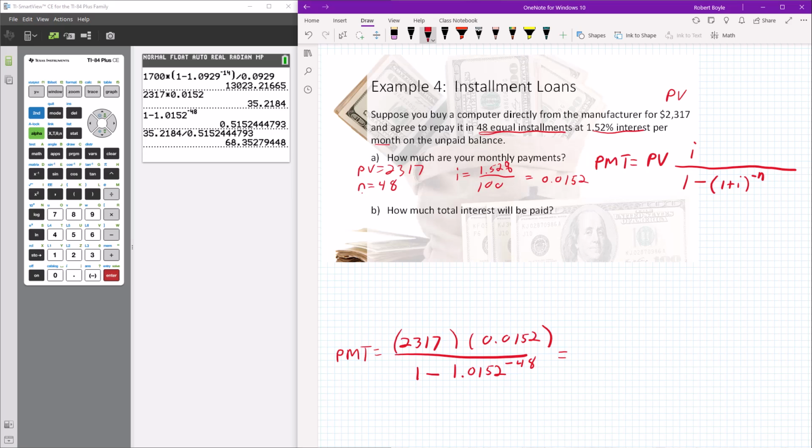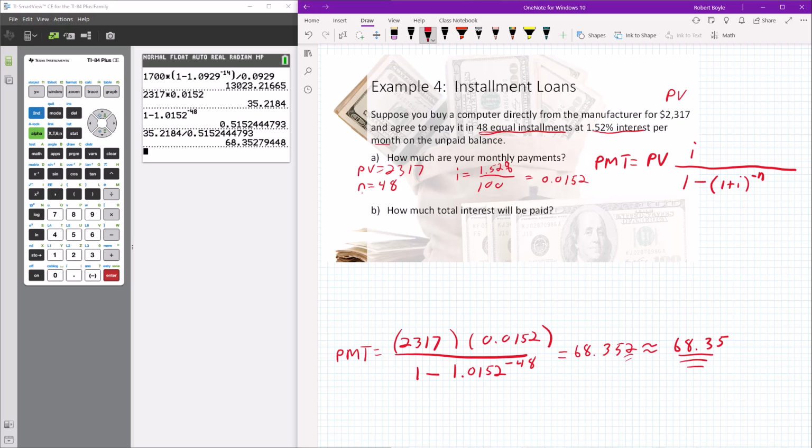So our payment is $68.352. Notice that the third decimal place is a 2, so we don't need to round up. So this will approximate to $68.35. Okay, awesome.